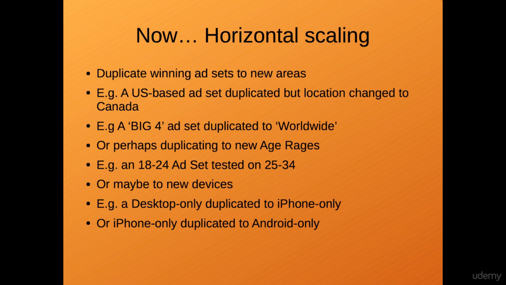Or maybe you try new devices. Maybe you're running desktop-only ad sets, a campaign that just has desktop-only ad sets in and they're all profitable. So you could potentially duplicate all of these to iPhone-only ad sets or even Android-only ad sets. And as I said, you just keep the originals running, don't edit them, don't stop running them if they're profitable. Just duplicate them and change the settings in the duplicate.